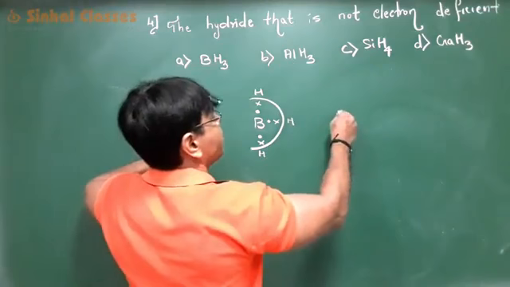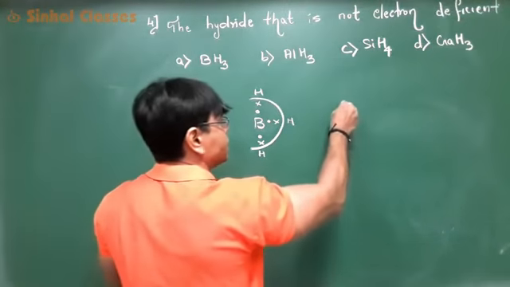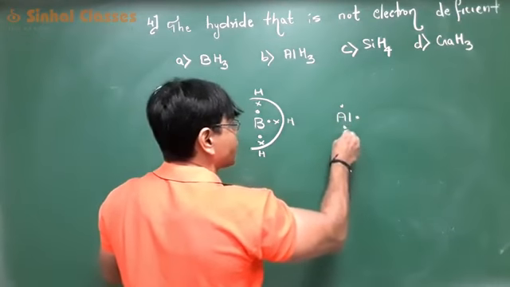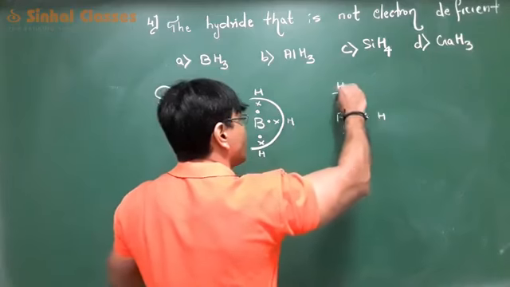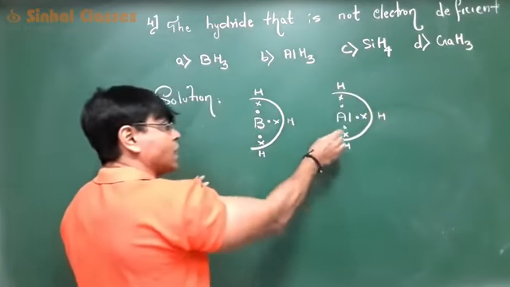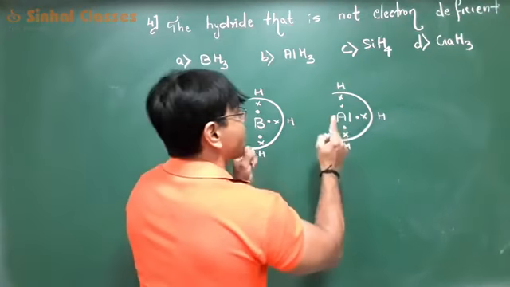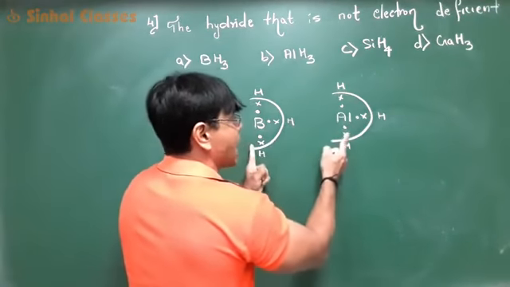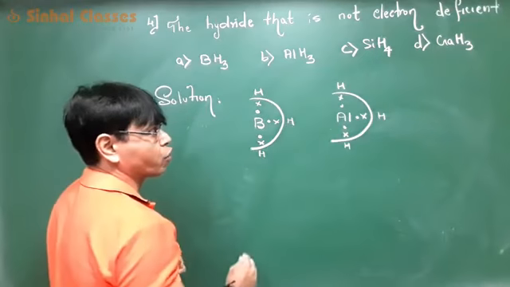What about aluminium hydride? The same way. Aluminium's atomic number is 13. This also has 3 electrons in its outermost shell. So aluminium also is electron deficient. And the ones which are electron deficient are called Lewis acids, or also called electrophiles. So these 2 are electrophiles.